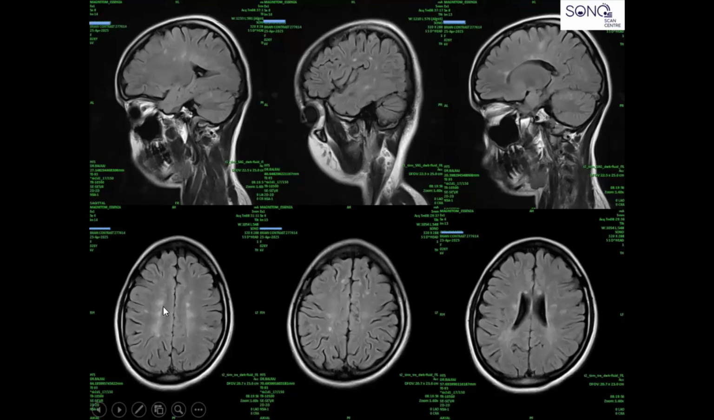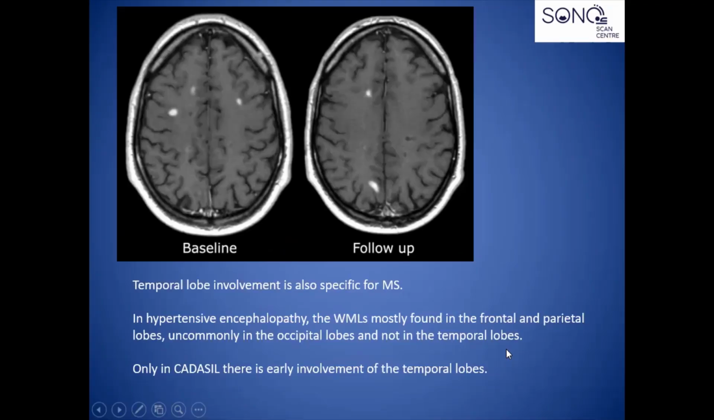In axial sequences, the Dawson fingers that we are seeing here present like this. And definitely, this is a case of MS. It's a baseline investigation here. And in the contrast study, a new lesion is found in the right occipital lobe.